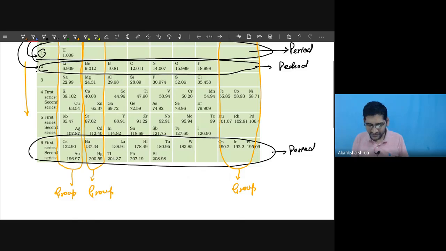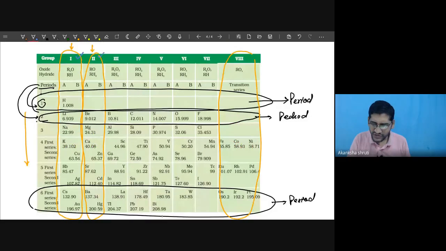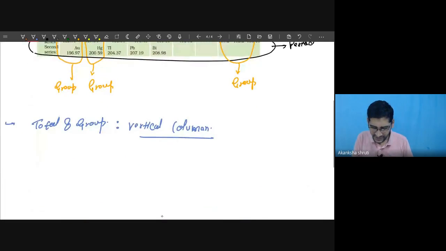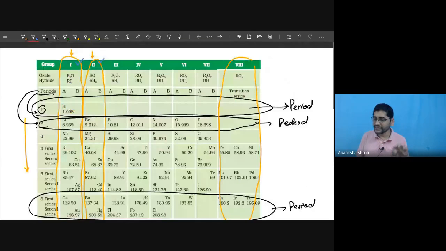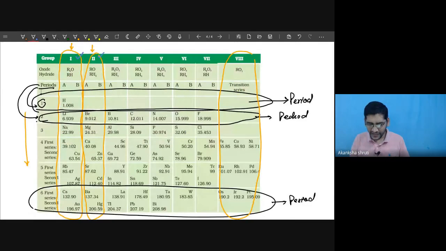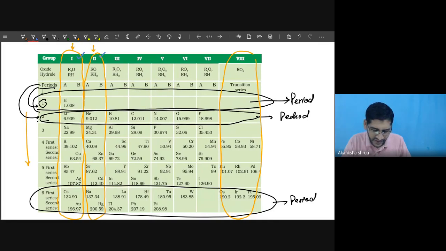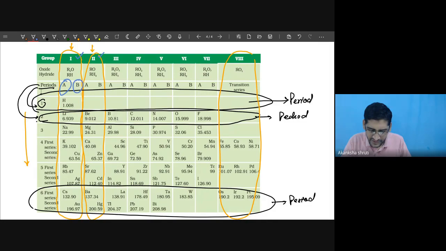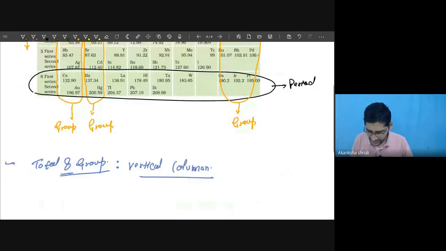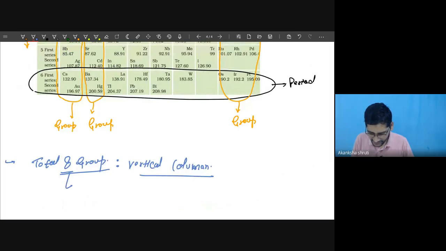How many groups are there? We can count it. 1, 2, 3, 4, 5, 6, 7, 8. That's why we have written 8 groups. 8 vertical columns were there. Getting? Now in these 8 vertical columns, we are observing most of the vertical columns have A and B. So these A and B were called as subgroup. So these 8 group vertical columns with 2 subgroups, they were called as subgroup.